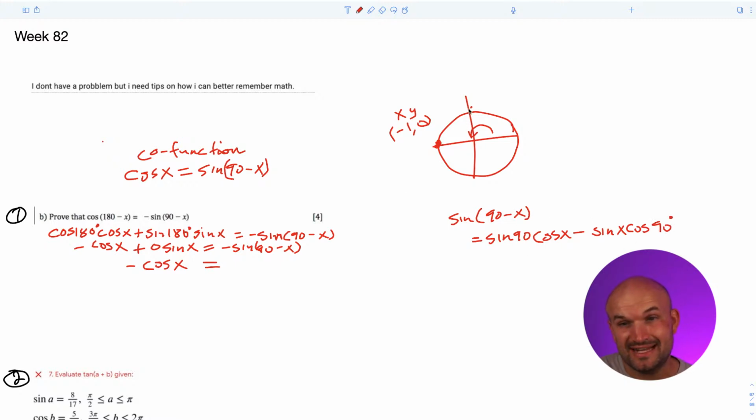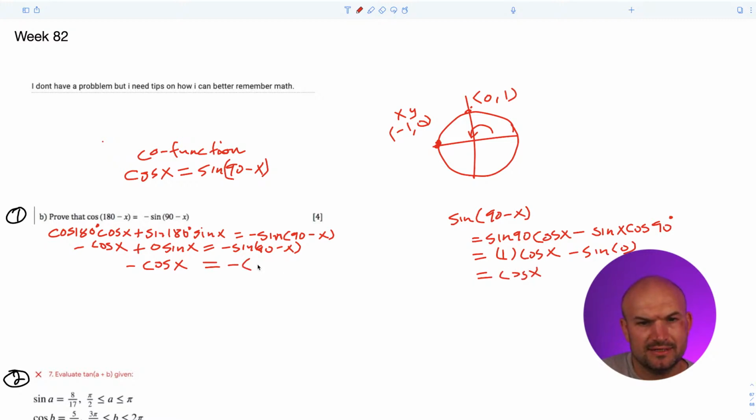Cosine of 90, now again, that's going to be 90 degrees right here, which is 0, 1, right? So the sine of 90 degrees is going to be 1. So that's going to be cosine of x, and then cosine of 90, it's the x-coordinate, that's going to be 0. So therefore, you can see that that is just cosine of x. So we have minus cosine of x, and you can see obviously negative cosine of x is equal to negative times the cosine of x. So therefore, you can see that this has been verified.